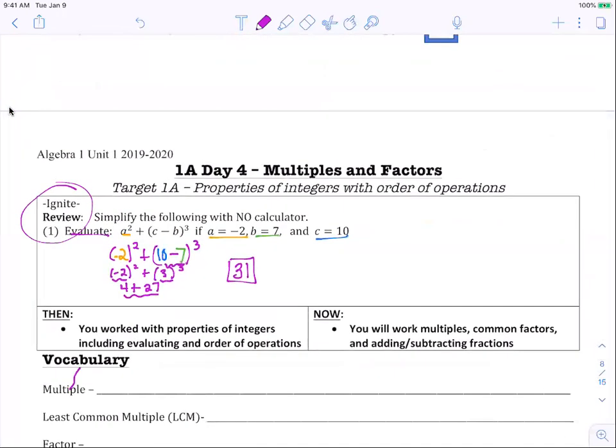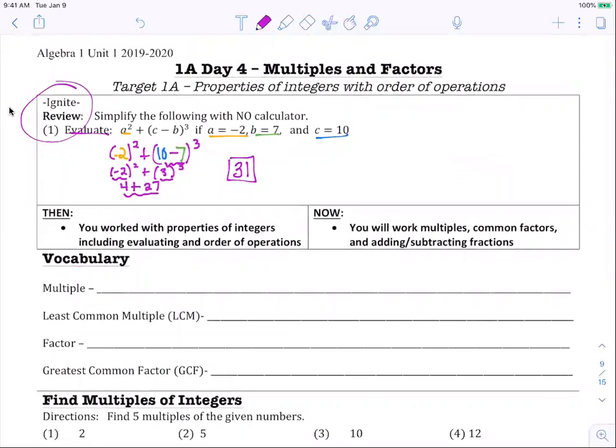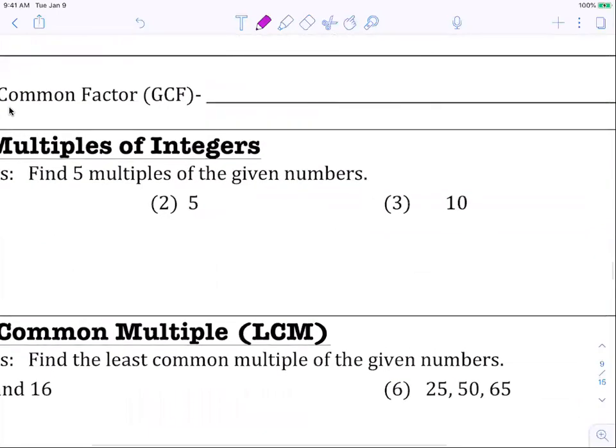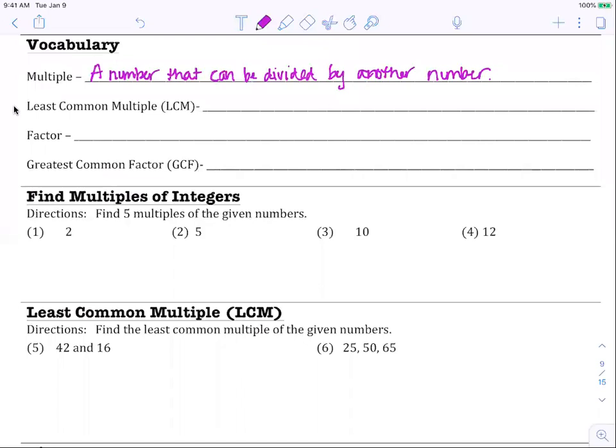Now, today we're still going to be working not necessarily with order of operations, but we're going to be talking about multiples and factors. So we're still working with integers, but we're looking at a different side of them. We're going to start off with a couple vocab words. What does it mean to be a multiple? Specifically, it just means that it's a number that can be divided by another number. So for example, we could say that 20 is a multiple of 5 because 20 can be divided by 5.